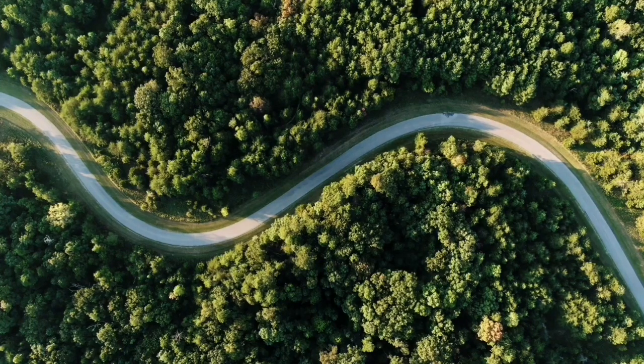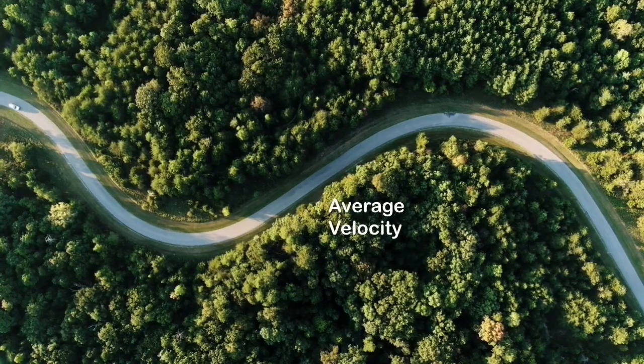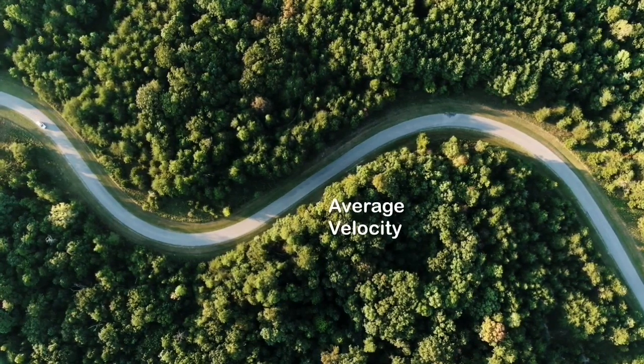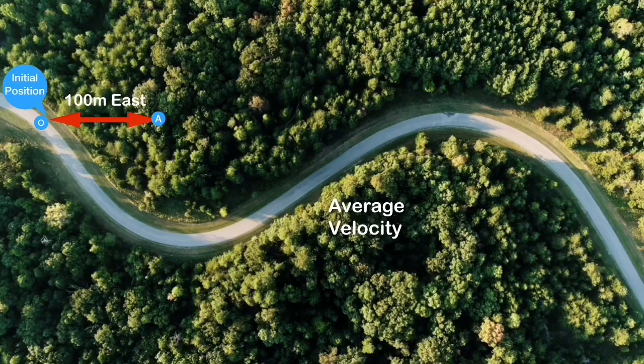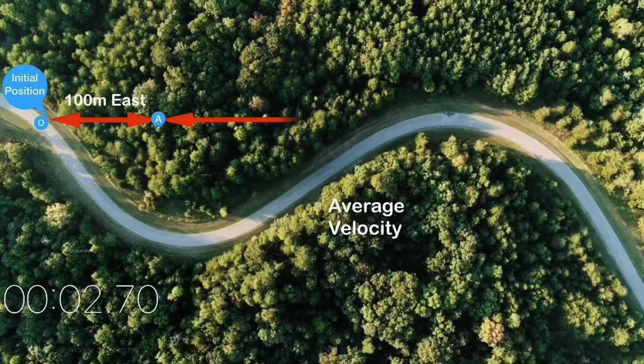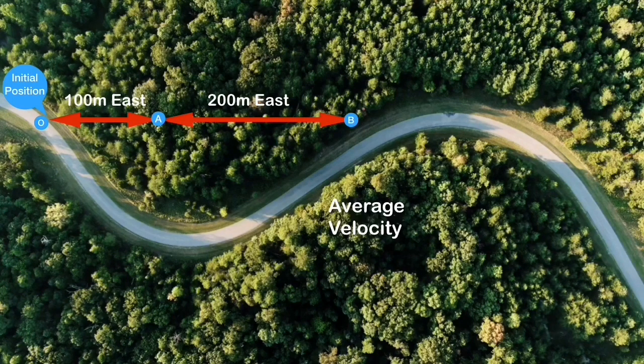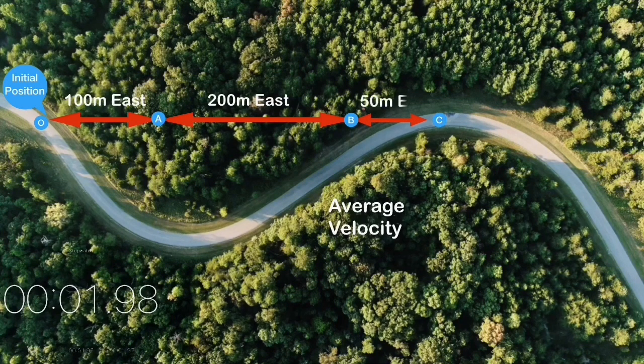So next concept, average velocity. Again, let us look at the same example. The initial position is the position where the car was actually at rest. Let us assume that the car moves up to a certain distance, let us say 100 meter towards east. That is from point O to point A. Again from point A to point B, it travels 200 meter towards east. Again from point B to point C, it travels 50 meter towards east.